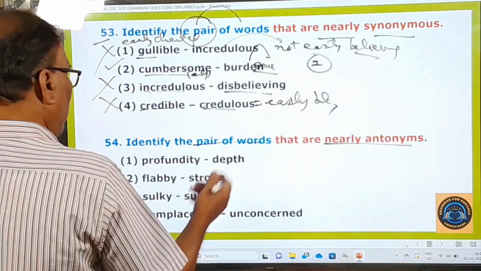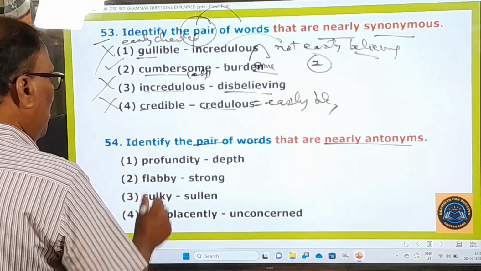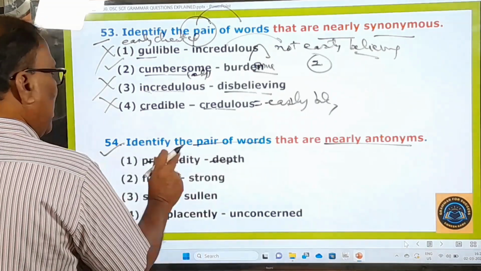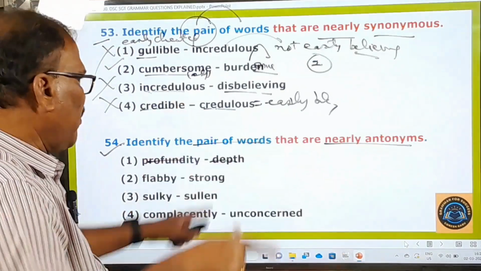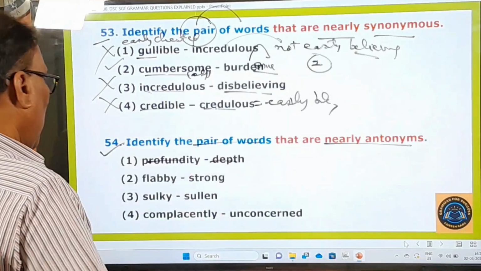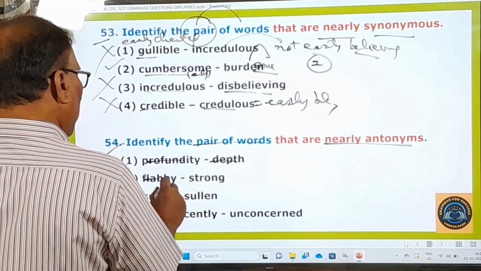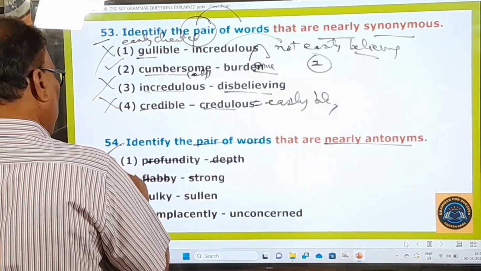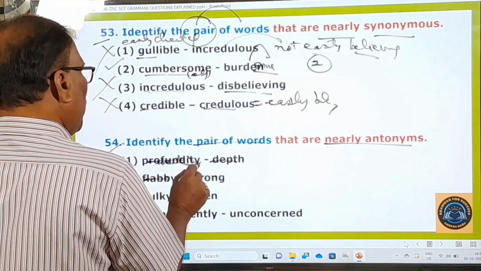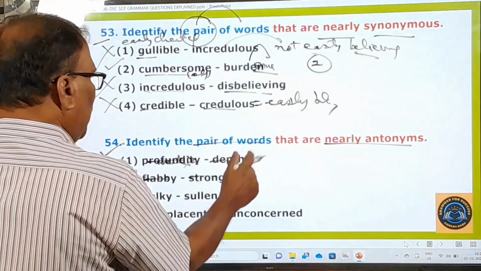And here let us look at the options. Profundity means depth. Okay, synonyms. Profundity means depth, depth means profundity. Okay. And flabby, weak. Flabby means weak. Weak's opposite is strong. So that's why the second one is your answer.